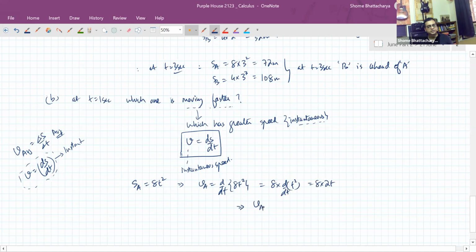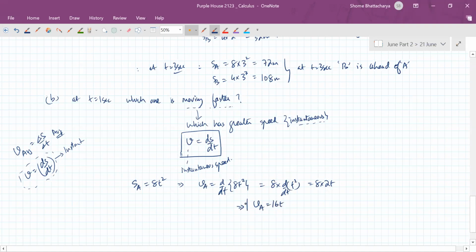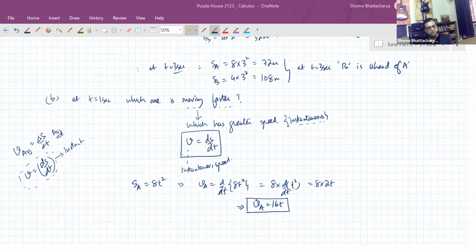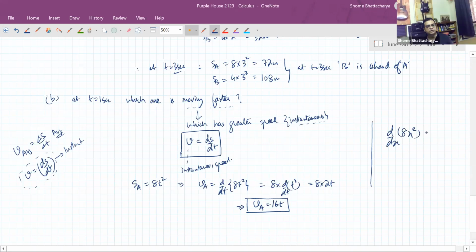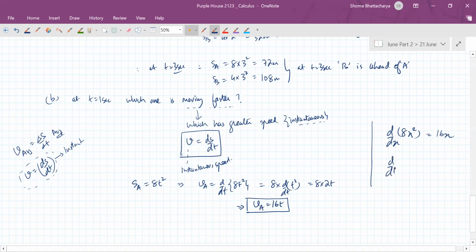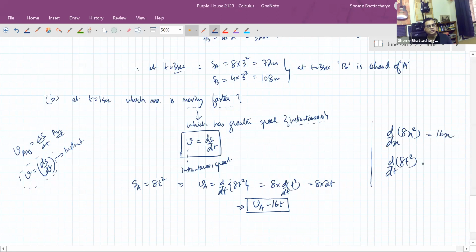So instantaneous speed of A is given by... Sir, how do you do that formula? Sorry, beta, come again. Sir, what did you do there? Do where, beta? It's differentiation. हमने differentiation सीखा है ना पहले. Yes, sir. If I'm differentiating, like let's say 8x square with respect to x, what will I get? I'll get 16x. Yes, sir. Like that, if I differentiate 8t square with respect to t, what will I get? I'll get 16t. Got it now?